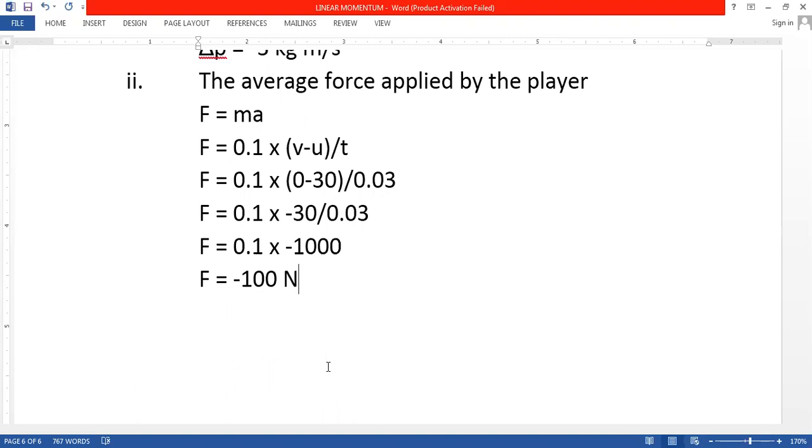Look at the direction of force. You will find the force is applied in the direction opposite to the motion because the ball is moving in one direction. But when you want the ball to stop, you apply the force in the opposite direction. So here the minus sign indicates the opposite direction. Clear, beta? Clear, class? All of you getting it? Yes, sir.